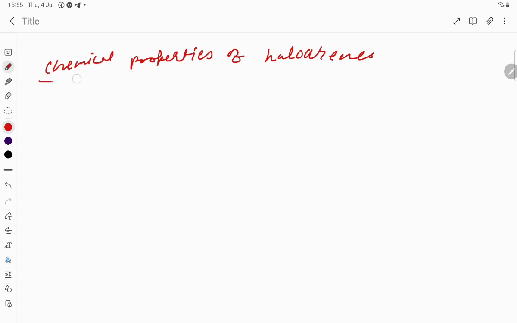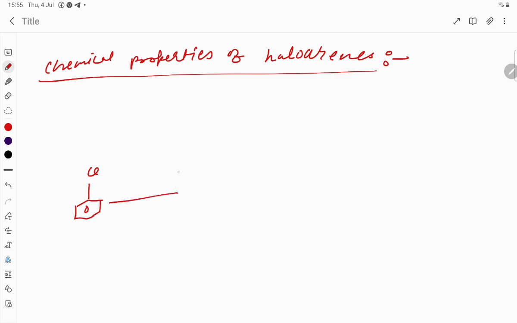Let us go for the chemical properties of haloarenes. What are the chemical properties of haloarenes, students? What are you going to get from here? So let us do the short form of the reaction. First of all, they do not give the nucleophilic substitution reaction, student, because of the presence of partial double bond character.